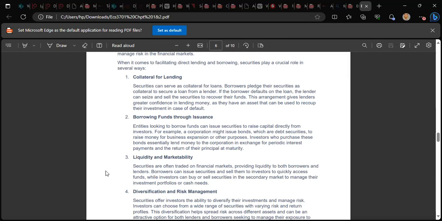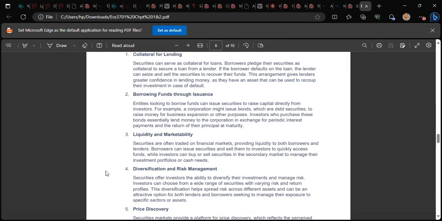Then of course, liquidity and marketability. Securities are often traded on the financial market. So you are going to get them being traded mostly on the secondary market, right? They are going to be traded on the secondary market. So whenever you need money, that's what you could do.